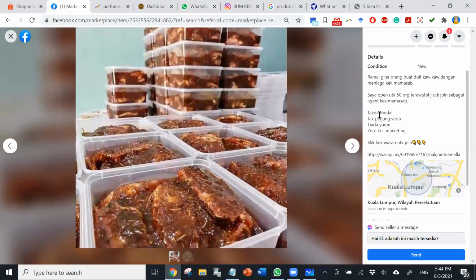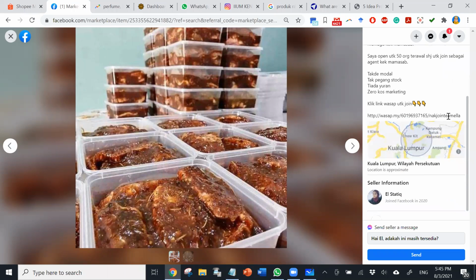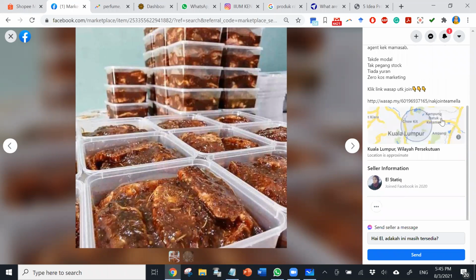This seller says that they are open to 50 people, that is 50 early people, to join them as an agent for Mamasak. No capital, not holding any stocks, no fees. And then you can WhatsApp them. If you don't want to share your phone number, you can just send them a message.